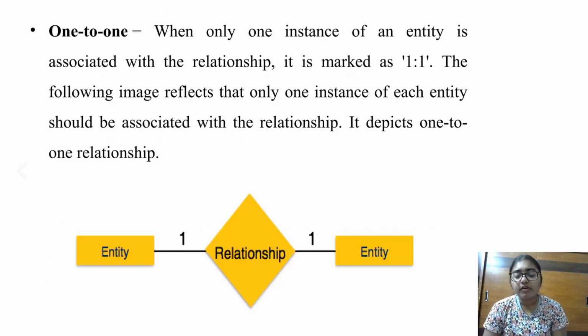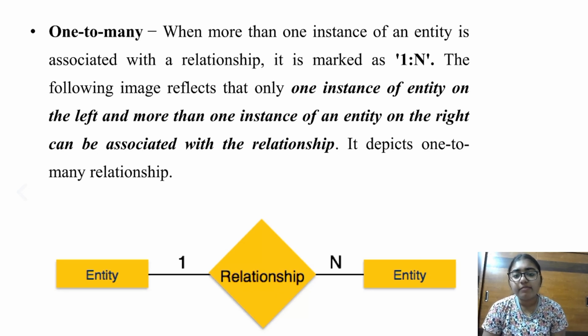One-to-one. When only one instance of an entity is associated with the relationship, it is marked as 1:1. The following image reflects that only one instance of each entity should be associated with the relationship. It depicts one-to-one relationship.